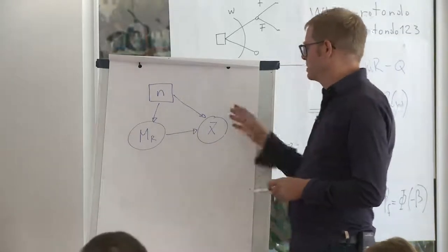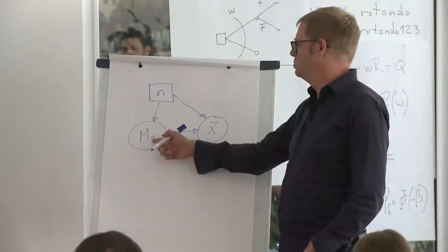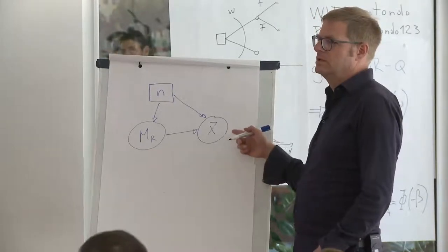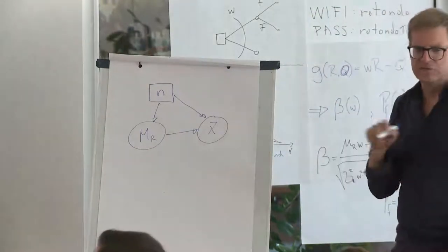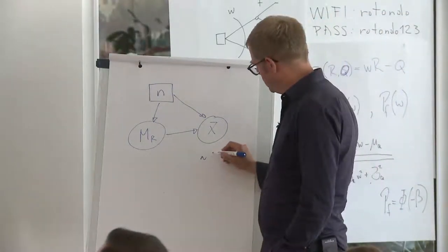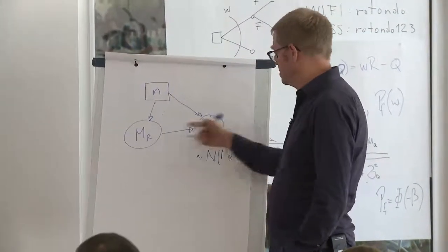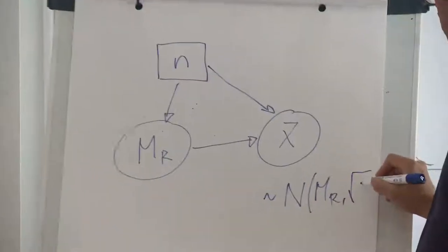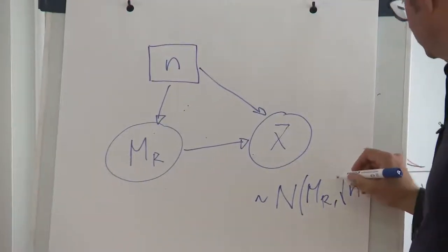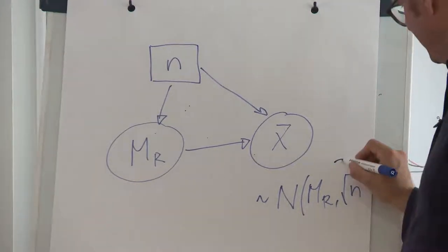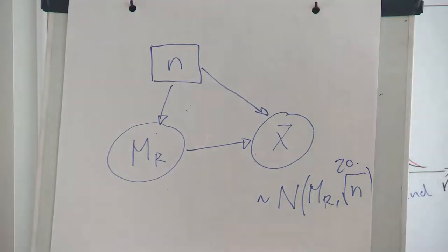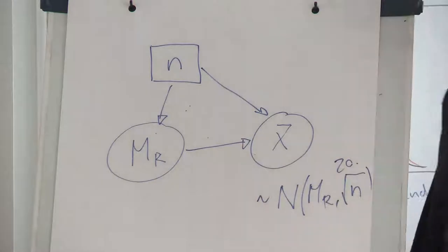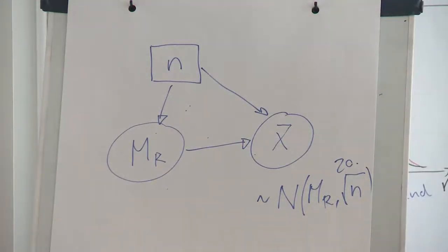So basically, this would be the normal distribution with mean value MR and standard deviation sigma, 20, divided by square root of N. So this here would be a normal distribution, conditional on MR, with mean value MR, and the standard deviation is 20 times one divided by square root of N. Perfect.